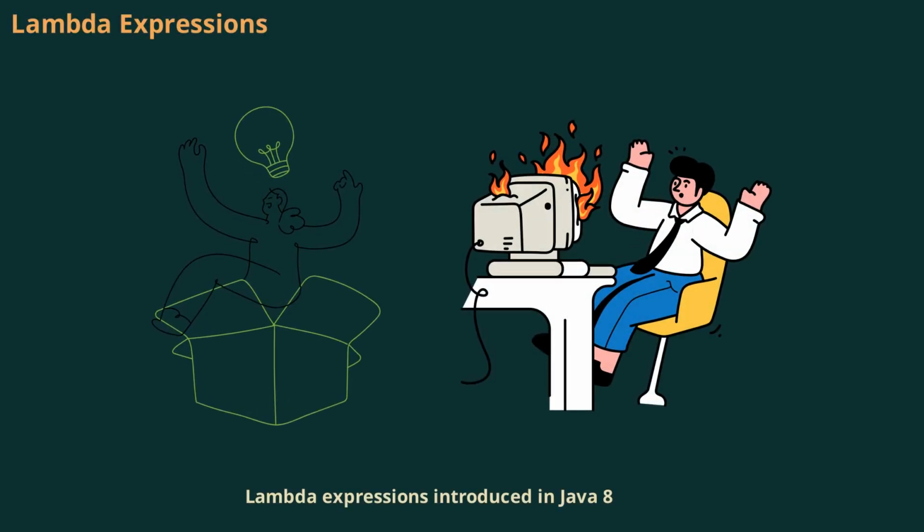Lambda expressions, introduced in Java 8, provide a concise way to represent anonymous functions. They simplify code, especially when working with functional interfaces and collections. Syntax: (parameters) -> expression, or (parameters) -> { statements }.